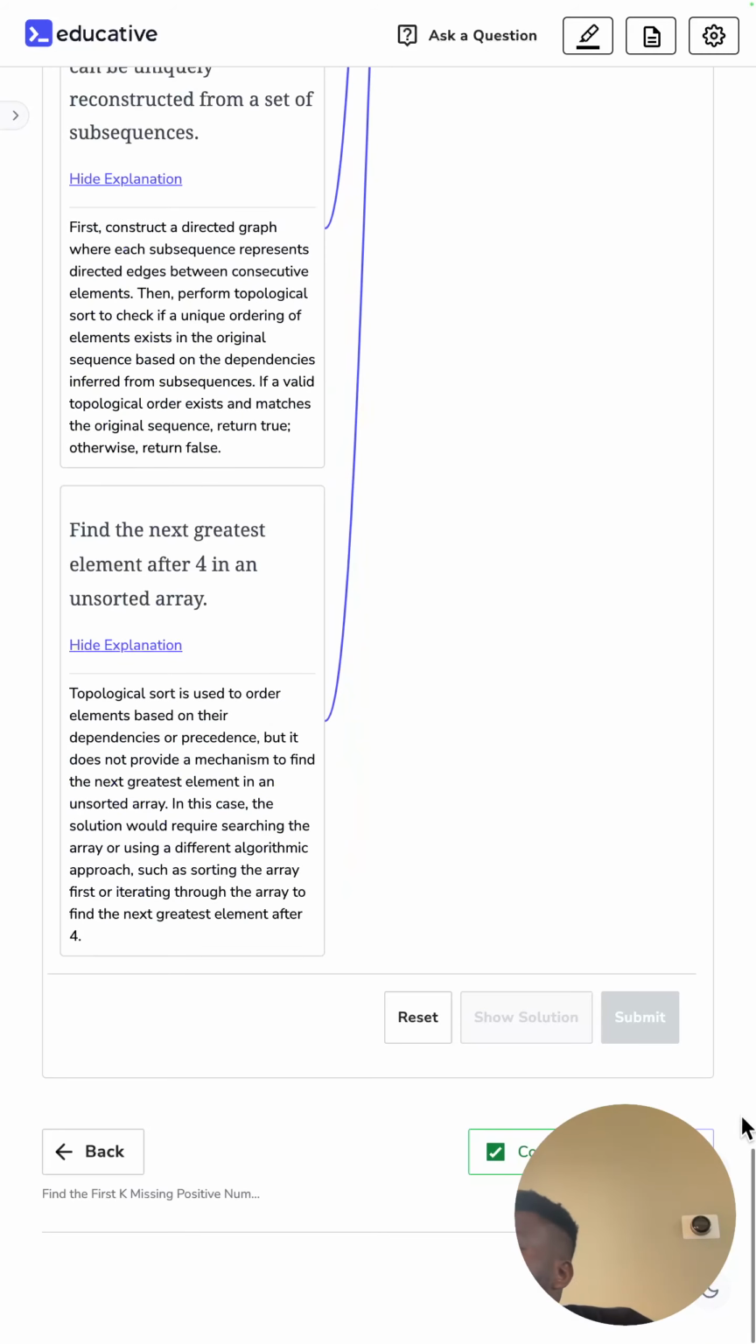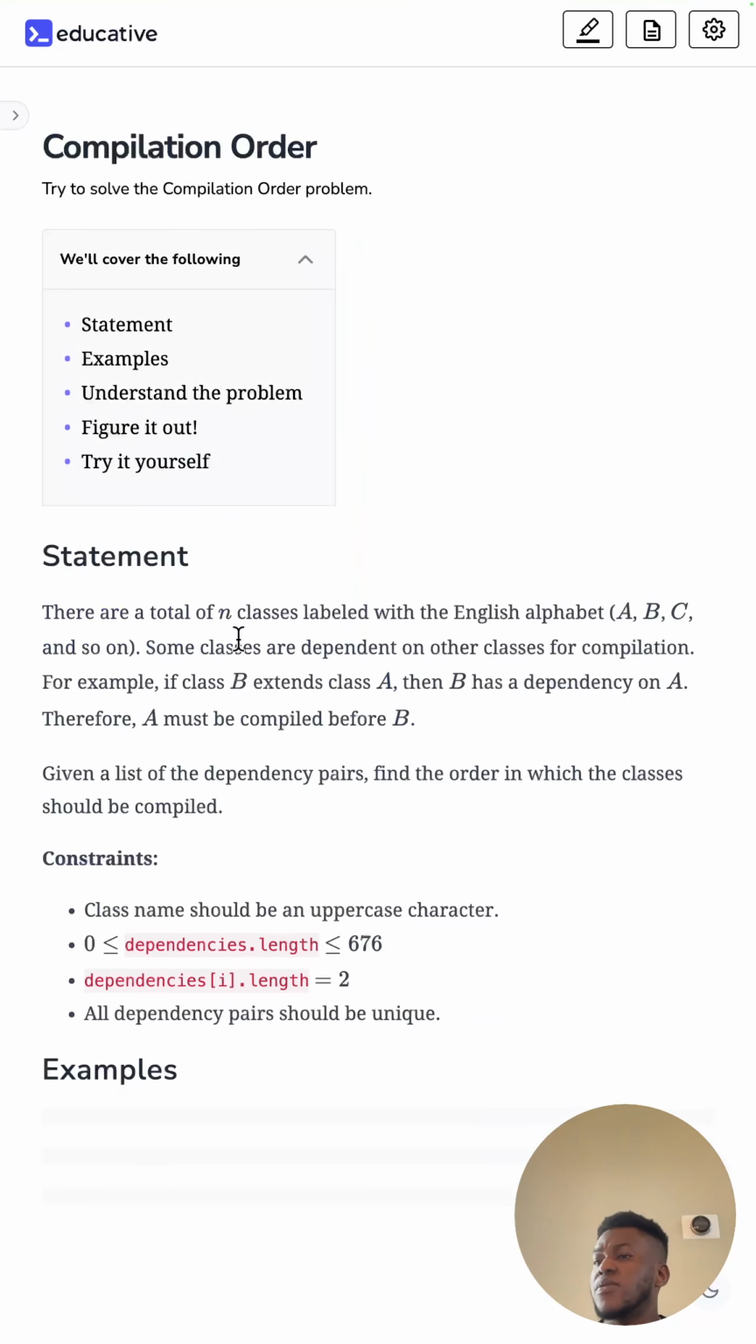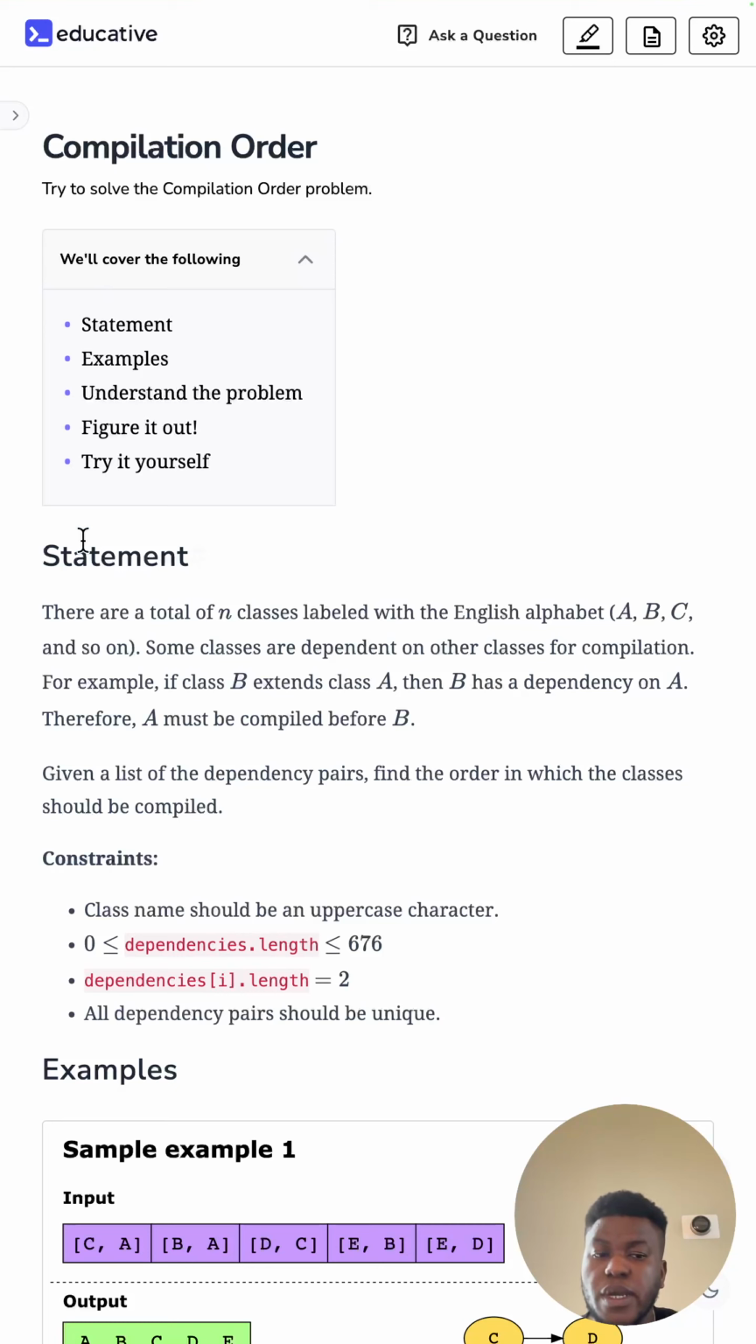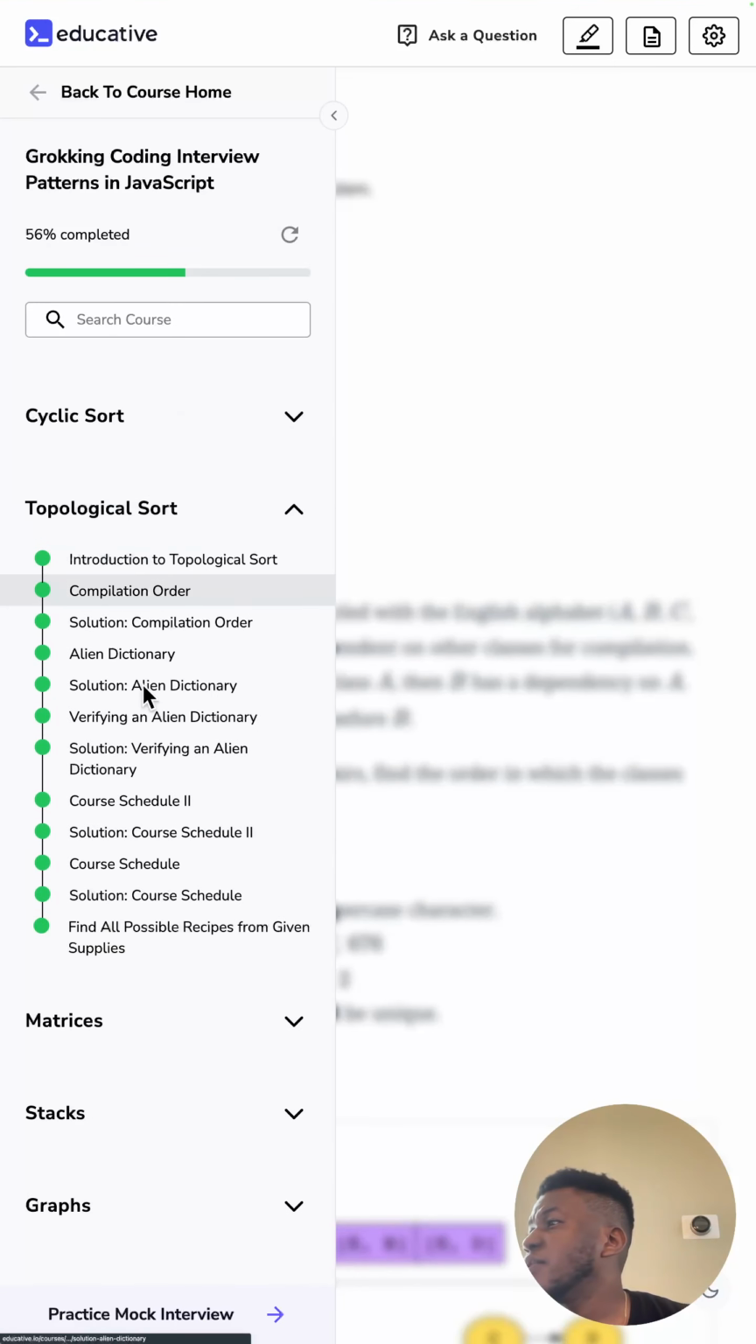It's a lot of gobbledygook, lots of words. Doesn't really help you solve the problem at the end of the day, but this is the next thing we're going to look at, compilation order. I've gone through some of these. This one was particularly hard, but should be exciting.